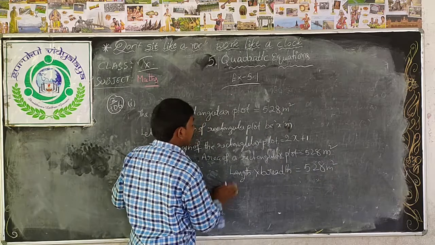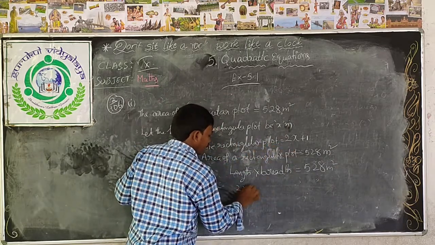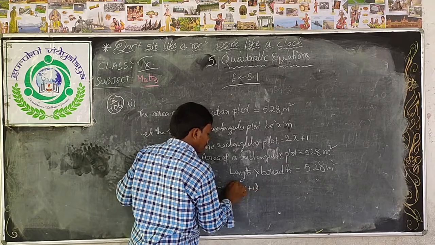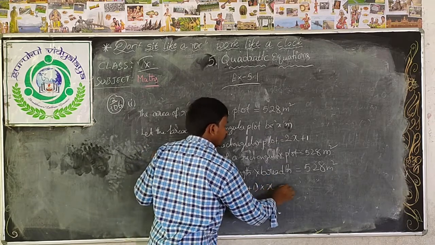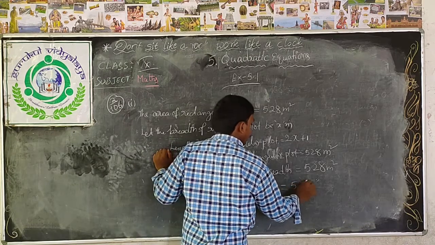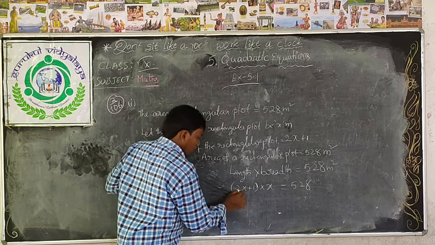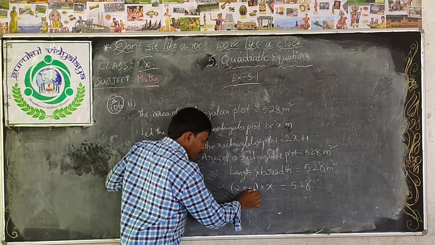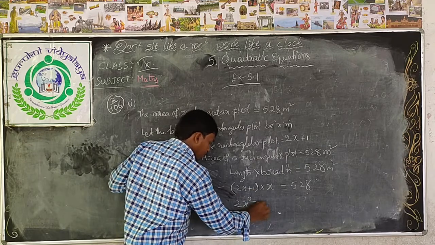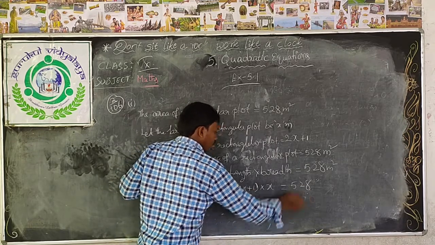Here, what is the length? 2x plus 1. So (2x plus 1) into breadth x is equal to 528. Okay, children, now multiply 2x into x, 2x square, plus 1 into x, plus x, is equal to 528.